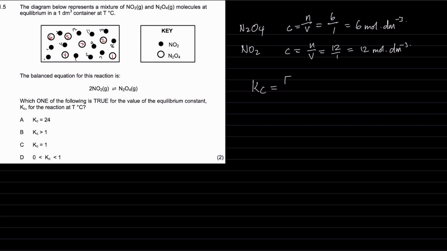Kc is equal to the concentration of N2O4 to the power of 1 divided by the concentration of NO2 to the power of 2. Now N2O4 was 6, so 6 to the power of 1 divided by NO2 was 12, 12 to the power of 2. Now, we don't need to really do any calculation here, though we can do this in a calculator. But when we do get the answer, we'll find that the answer is between 0 and 1. That's mainly because the numerator is smaller than the denominator. And so the value is going to be between 0 and 1.